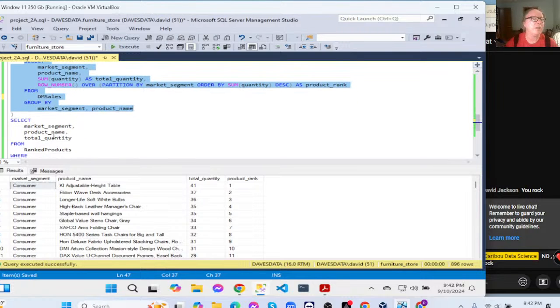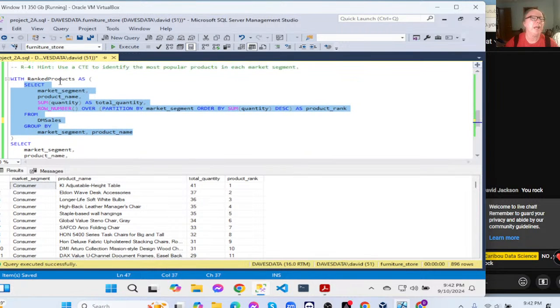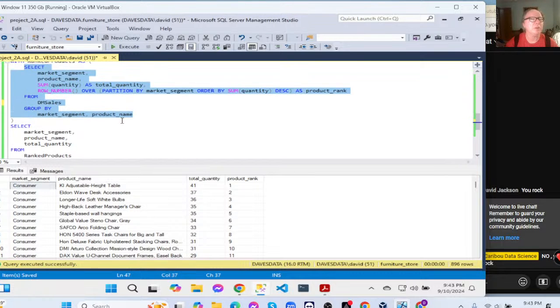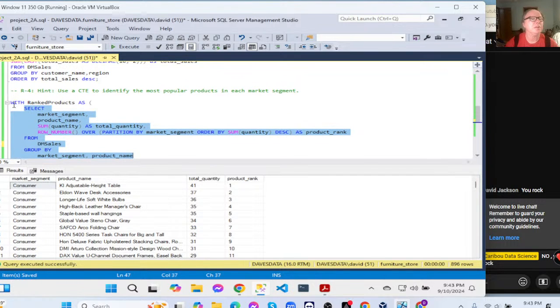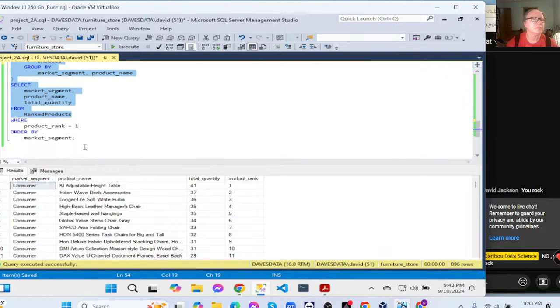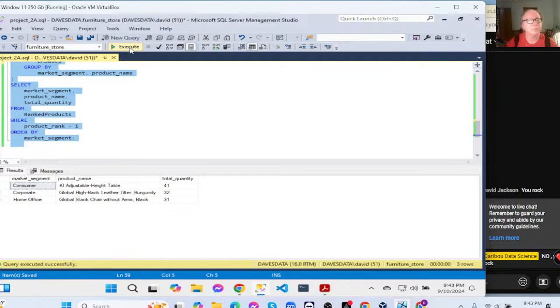Okay. Partition by market segment, order by some quantity. Okay, so what does partition by mean? This means you're going to basically do a group by market segment. Then you order by sum quantity, descending. Okay. So then we come down here. We're using the output from this query up here to run this down here. We see market segment, product name, total quantity, ranked products, product rank equals 1, order by market segment. Okay.